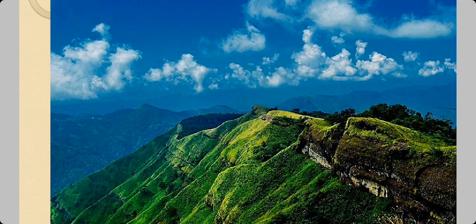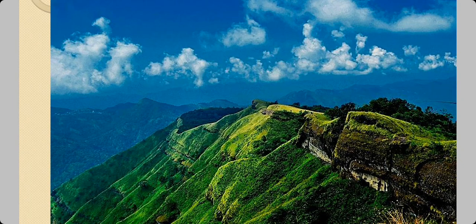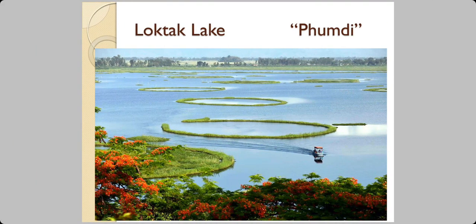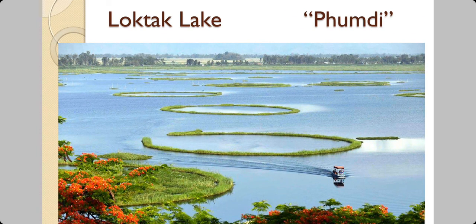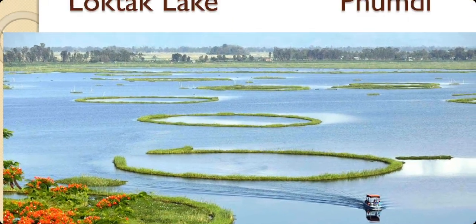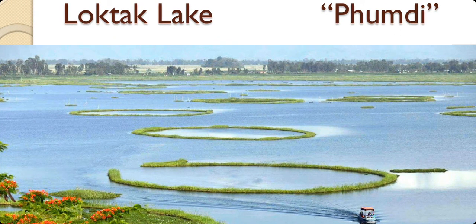This is a photograph of a hill. It's a Mizo hill in Mizoram. This is a picture of the Loktak Lake. You can see those ring-like structures in the lake. These ring-like structures are known as Phumdi in their local language, and these are floating. It's not a solid structure. These rings keep floating, and they are known as floating islands. And this is the only place in the world where you can see islands which float.